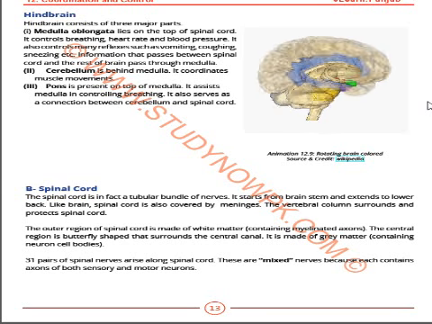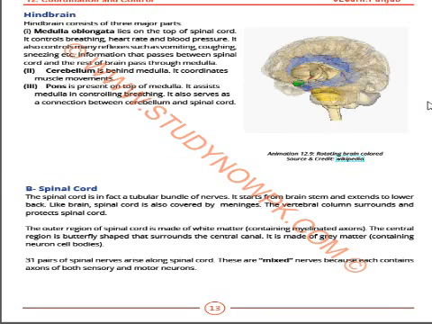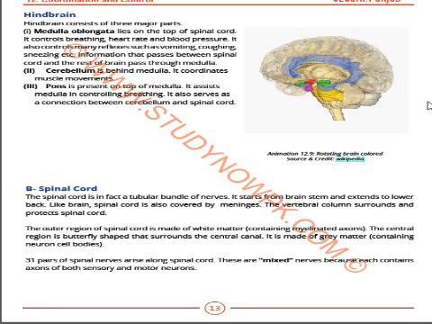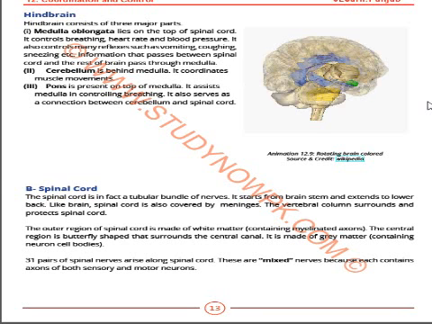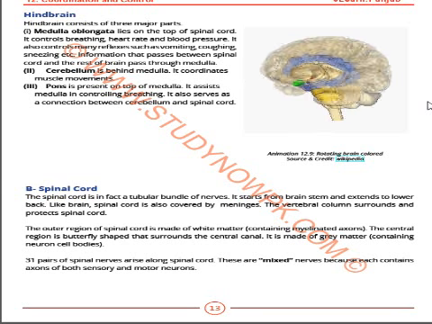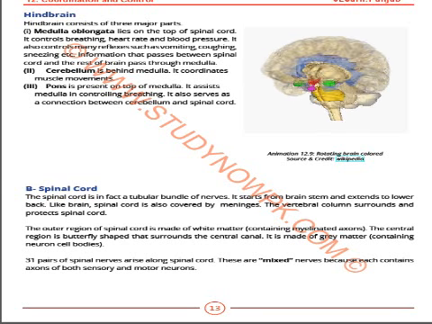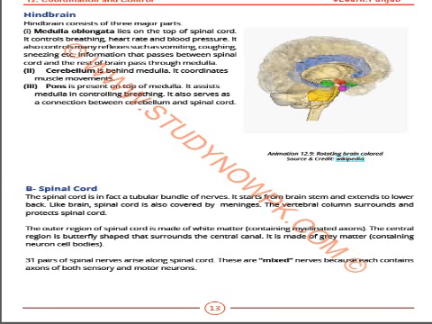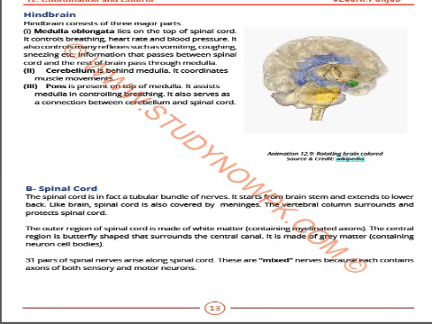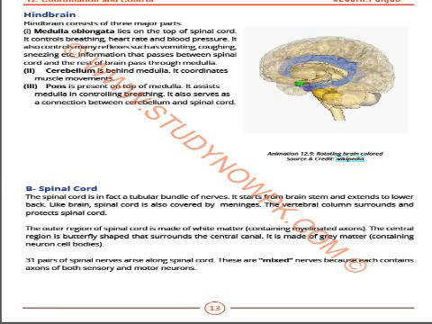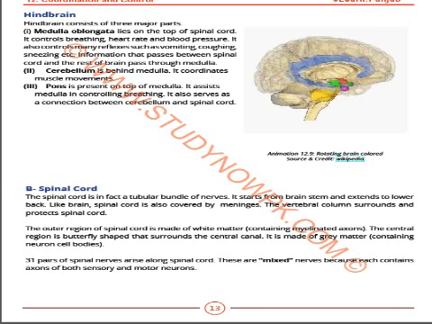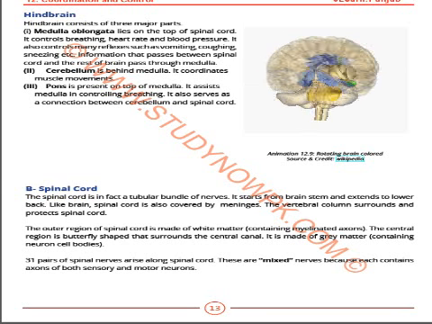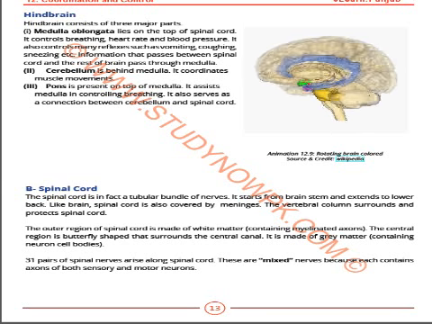The spinal cord is in fact a tubular bundle of nerves. It starts from the brain stem and extends to the lower back. Like the brain, the spinal cord is also covered with meninges. Don't go into the details. Meninges is a very detailed topic. So actually these are layers, protective layers, and these are known as meninges.